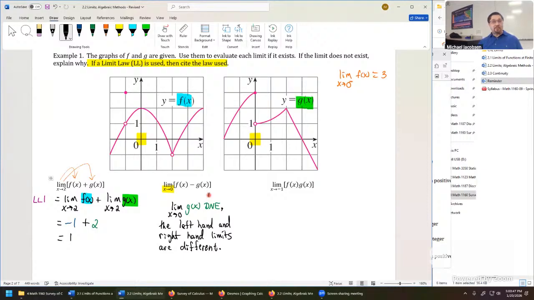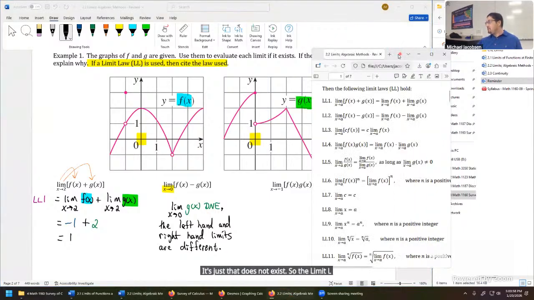You're getting different values depending on the direction you came in as. There's a big jump or break in the graph in this way. It's just that it does not exist. So the limit laws actually don't help us.